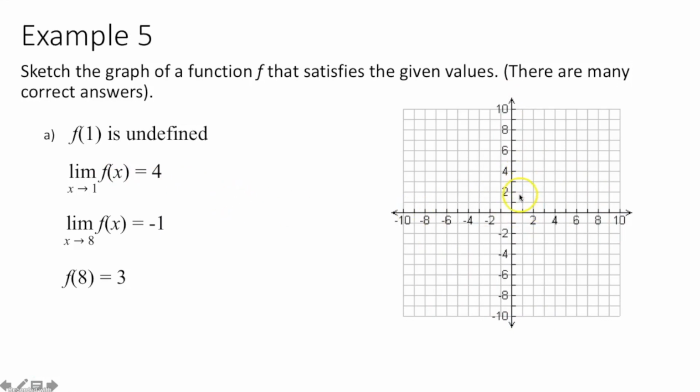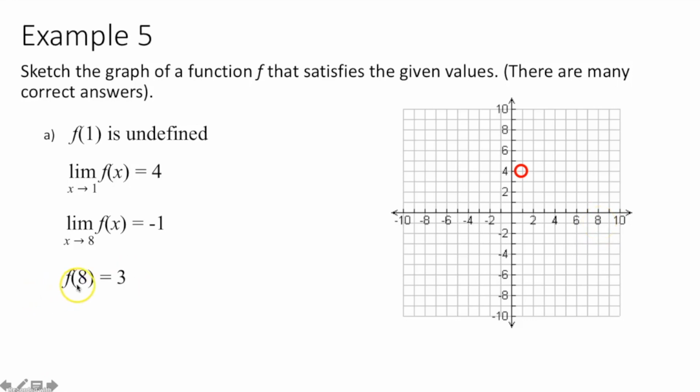Now where on the graph? Well, since the limit as x approaches 1 of f of x equals 4, we know that we're going to have to put a hole at 1, 4. And then we'll just draw our function leading up to that hole on either side. Next, it says the limit as x approaches 8 of our function has to equal negative 1. So at 8, negative 1, we are then either going to have to put a hole or a point. We don't quite know yet.